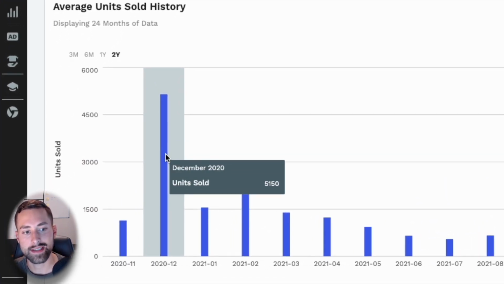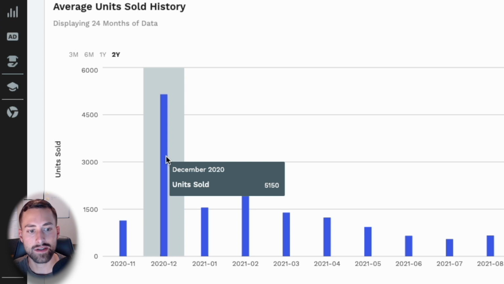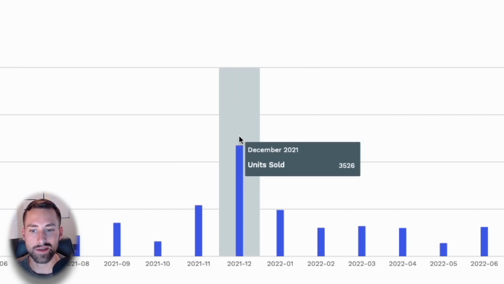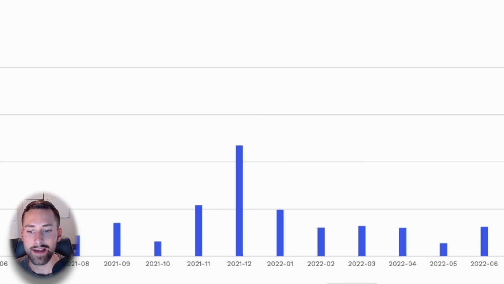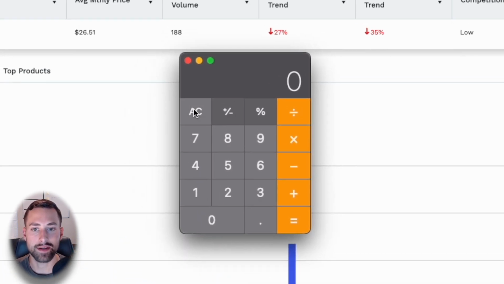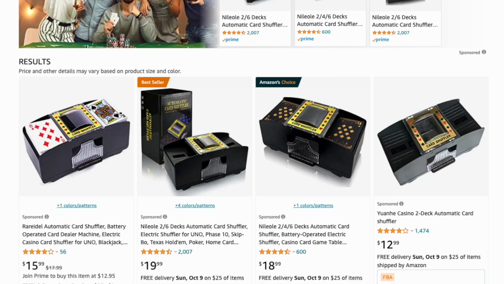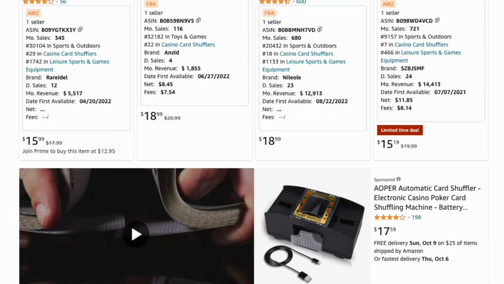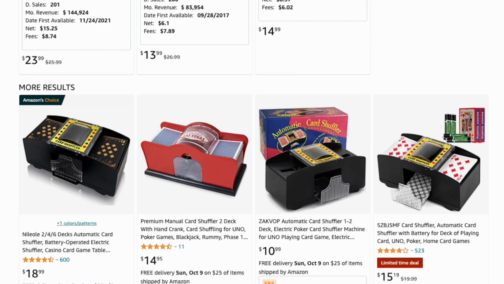So on average in December of 2020, this niche sold over 5,150 units. For 2021, slightly less at 3,500 units. Now this is the average monthly units sold per listing. This takes into consideration the listing that probably sold 2 units that month, and it takes into consideration the listing that sold 20,000, let's just say.